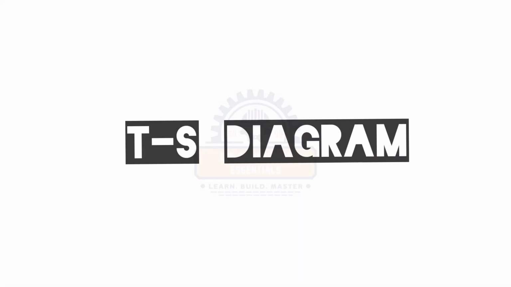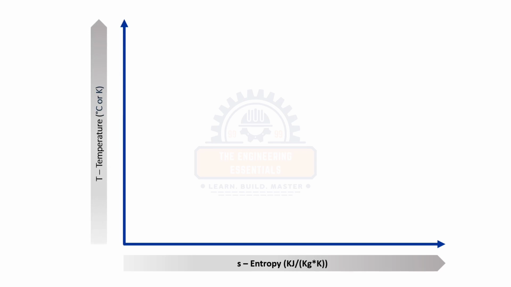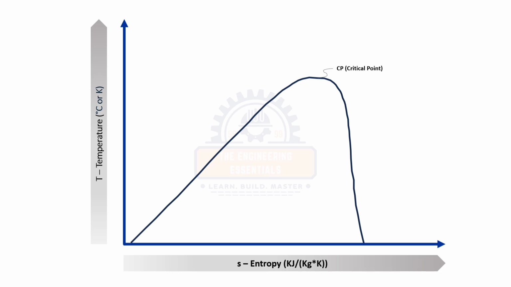Coming to the TS diagram, here the x-axis denotes the entropy measured in kilojoule per kg Kelvin. In simple words, it represents the randomness in the refrigerant. Here the y-axis denotes the temperature measured in degrees Celsius or Kelvin, indicating the refrigerant temperature at different stages of the cycle. Similar to the pH, here also we have the saturation curve with the critical point on top. It divides the liquid region, vapor region and a two-phase region. Here the left curve is a saturated liquid, right curve is a saturated vapor, and inside the curve is a liquid vapor mixture, same as we discussed in the pH diagram.